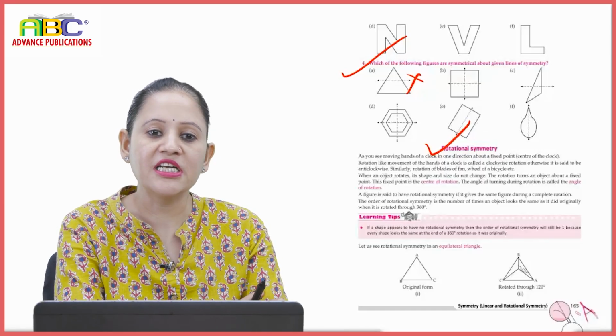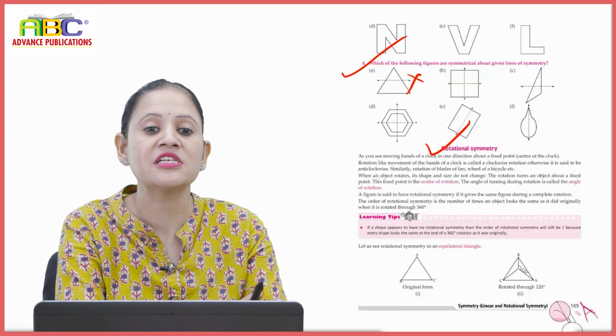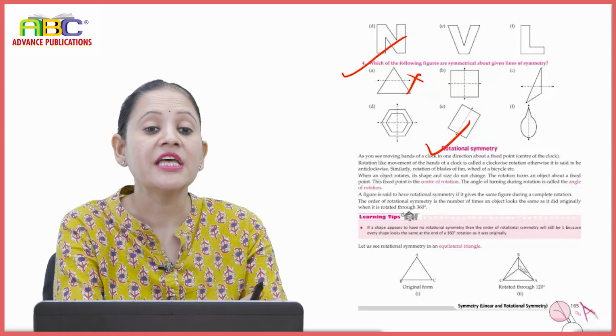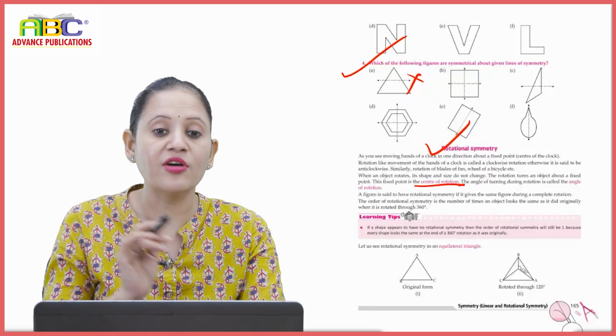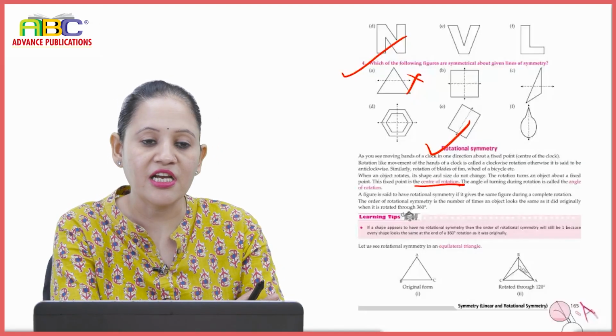When an object rotates, its shape and size do not change. अगर कोई object rotate होता है तो that doesn't mean कि उसका shape और size भी change हो रहा है. The rotation turns an object about a fixed point. This fixed point is known as the center of rotation. इसको कहते हैं center of rotation. The angle of turning during the rotation is called the angle of rotation.